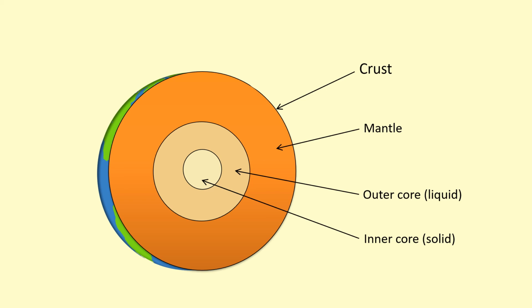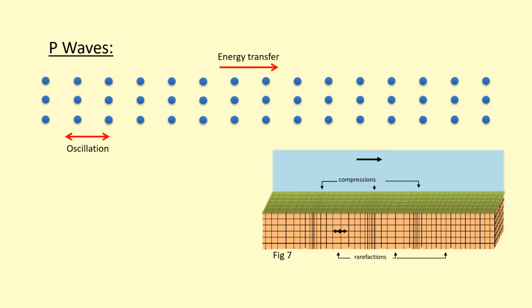Well, we study the seismic waves that are produced by an earthquake. When an earthquake occurs, it releases two types of waves that we need to know about, P waves and S waves, and they travel through the Earth, and if we study these waves, we can determine the internal structure of the Earth. The first type of seismic wave we're going to look at is P waves.